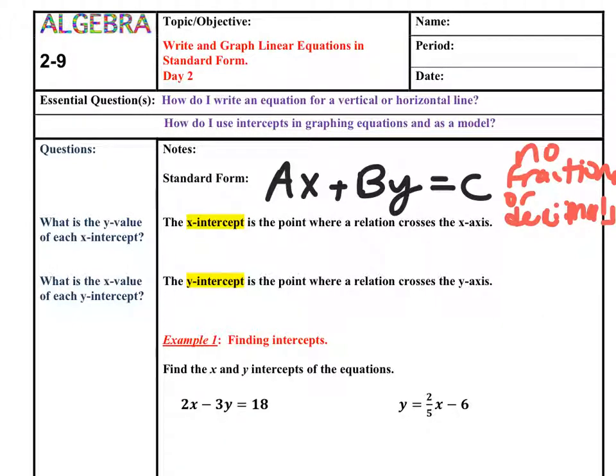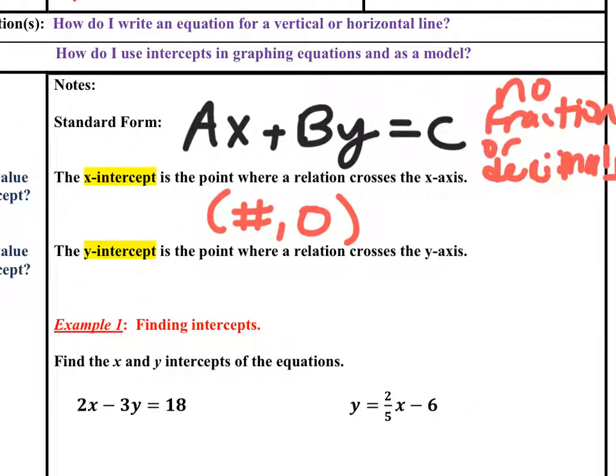A y-intercept is where it crosses the y-axis. We've already talked about that. If we're talking about a point, here's what the point should look like. The x-intercept would be a number, comma, 0, because on the x-axis, the y value is always 0. And for a y-intercept, it's 0, comma, a number, because on the y-axis, x is always 0. Don't get those mixed up.